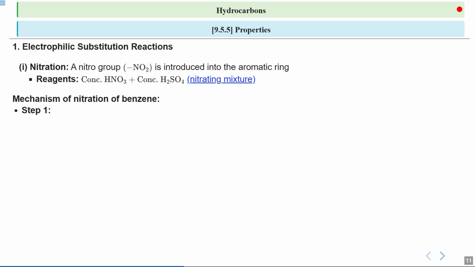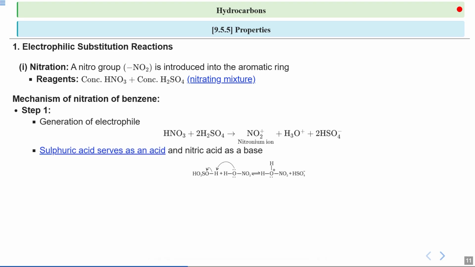What was the first step? It was generation of electrophile, and in this case it is generation of NO2+. This ion is highly reactive and is what actually attacks the benzene ring. So what will be the equation for the generation of electrophile? HNO3 + 2H2SO4 giving us NO2+ + H3O+ + 2HSO4-.